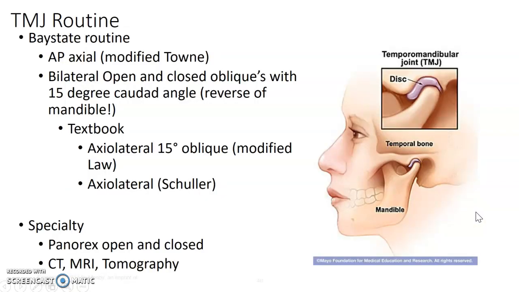All right, TMJs. TMJs are really similar. We do not do these very often, so keep it in your books for that random time when you get it, because I've only done it once, I think, in my 15 years here. Oh, sorry, I skipped ahead. So TMJ routine, you're going to do the AP axial Towne method, and we do bilateral open-closed obliques with the 15 degree caudal angle. So the obliques are really almost exactly the same as your mandible obliques. You are just going to do a 15-degree angle down instead of up, right? So we're going to do a right and a left. Your textbook identifies specific methods for those.